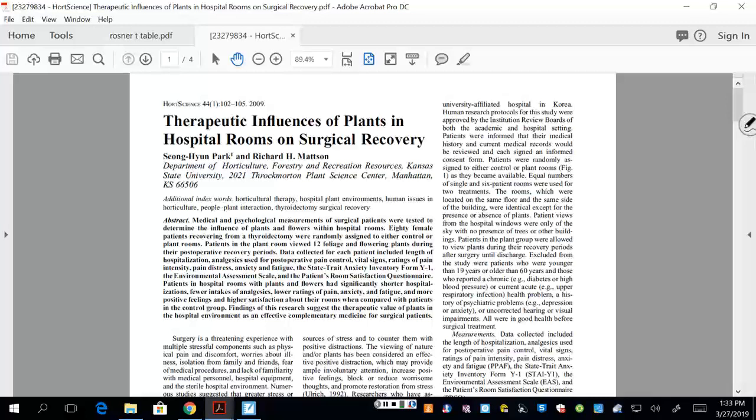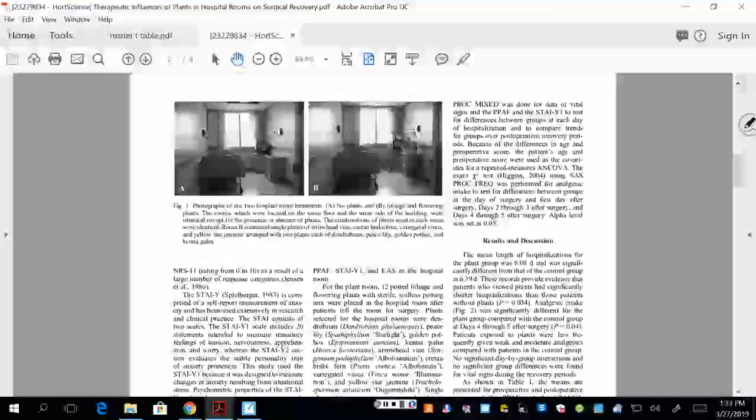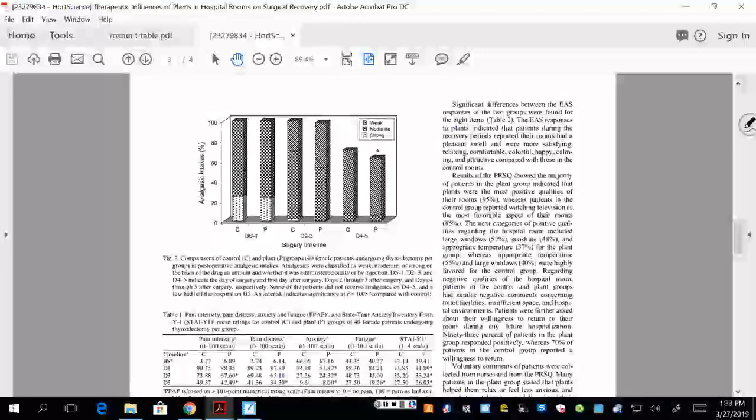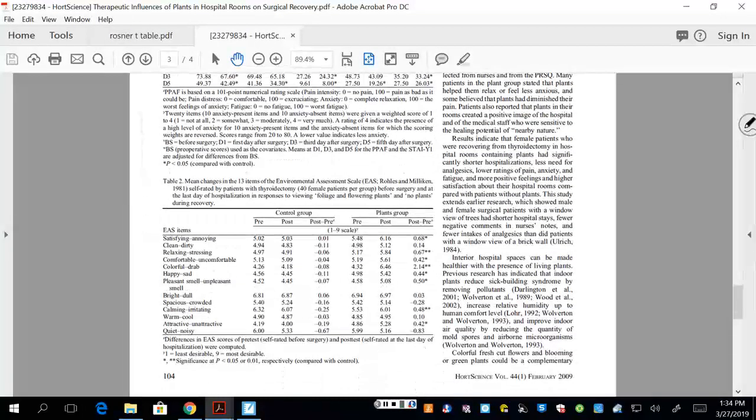Patients were 19 to 60 years old. There are a few other reasons why people would not be included, because if they had some infection or a weak immune system, maybe they shouldn't be around certain types of insects and things like that. But they did this experiment, randomized to get two groups. It wasn't a matched study. They measured how much analgesics people were taking in. There's one group taking more painkillers versus the other. They had pain intensity, pain distress, anxiety and fatigue, and a state-trait anxiety inventory form for control and plant groups, for females doing certain types of surgeries.